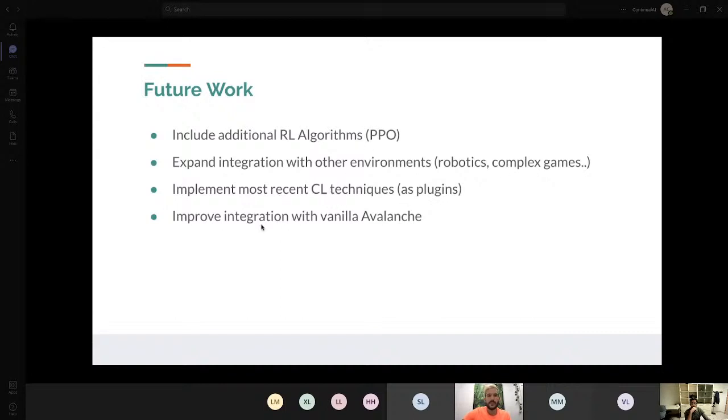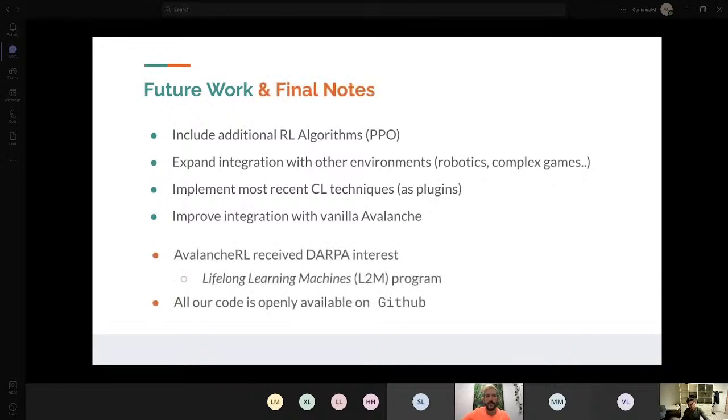We also like to implement and improve the integration with vanilla Avalanche, so that we can make use of all the plugins that are already there.